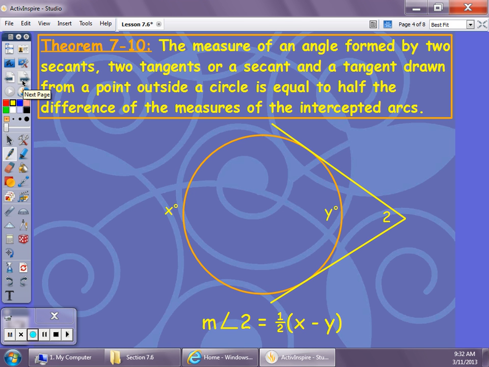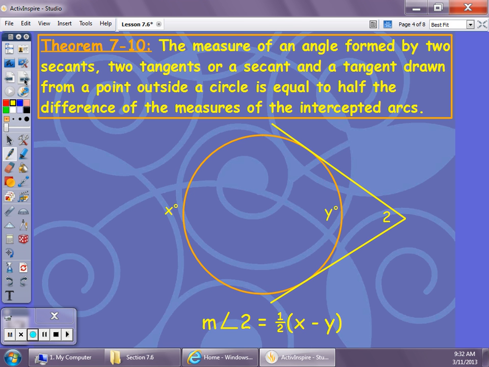If we look at a second example of the same theorem, this is an angle that also is created outside the circle, but this time, instead of two secants, it's created by two tangents. But you're going to notice that the formula is very similar. So to find the measure of angle 2, we're also going to take 1/2 times the quantity of x minus y. So 1/2 times the quantity of the largest arc minus the smallest arc.